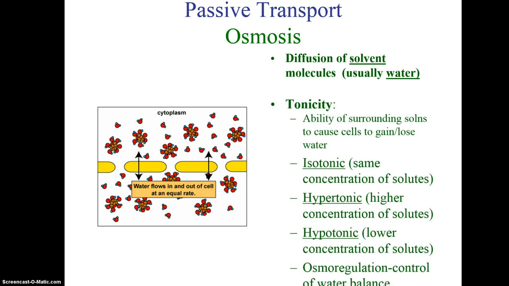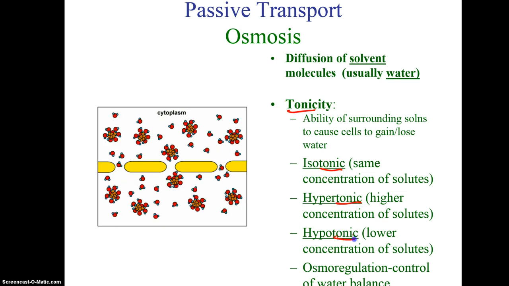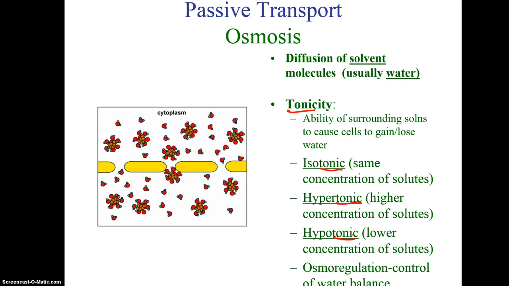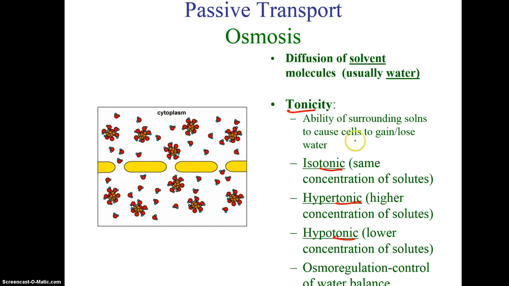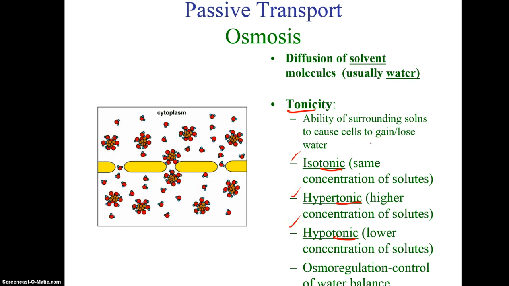Okay, then we need to talk about this word, tonicity. Hopefully you can see here, tonic, tonic, tonic. So we're going to break words down. So what does tonicity mean? Tonicity, we're talking about the ability of surrounding solutions to cause cells to gain or lose water. So when we're talking about all three, iso, hyper, and hypo, we're talking about the movement of water.